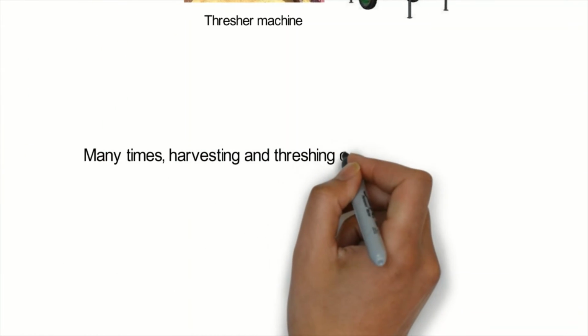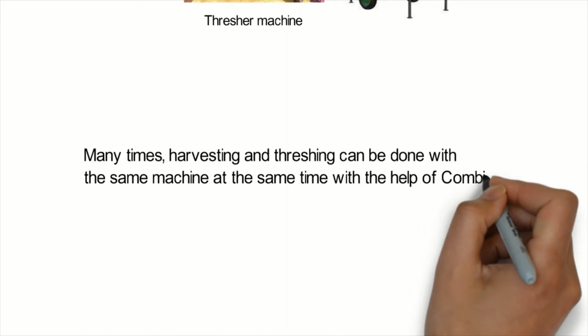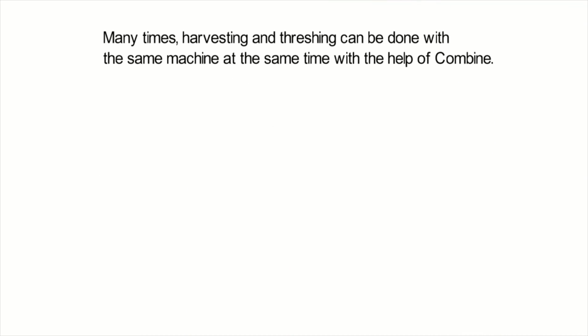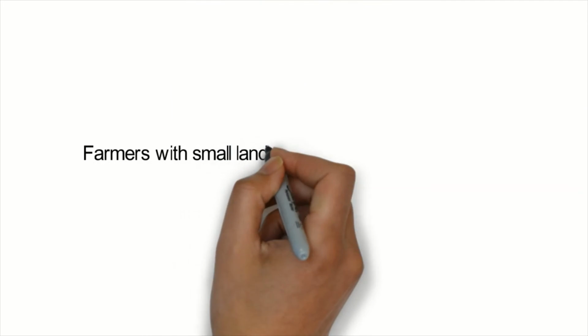Many times, harvesting and threshing can be done with the same machine at the same time with the help of combine. So combine is a machine in which the harvesting also can be done, and also the thresher machine is attached to it. So threshing is also done at the same time.